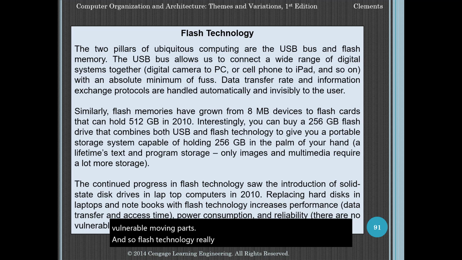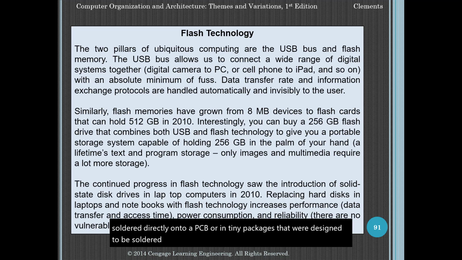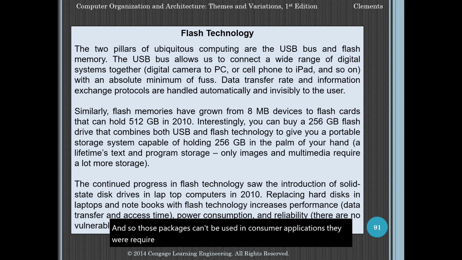And we have these compact flash, because traditionally semiconductor memory components were available either in the dual inline packages that you have to plug into sockets or solder directly onto a PCB, or in tiny packages that were designed to be soldered onto boards by automatic machinery. And so those packages can't be used in consumer applications. They require interoperability. And starting in, really it came out in 1994, compact flash memory cards.